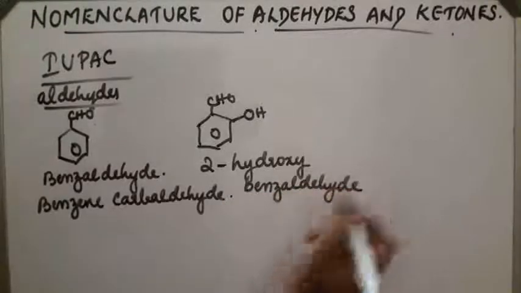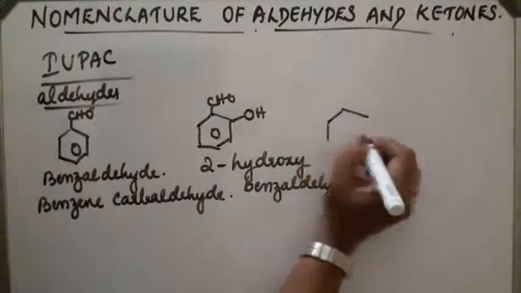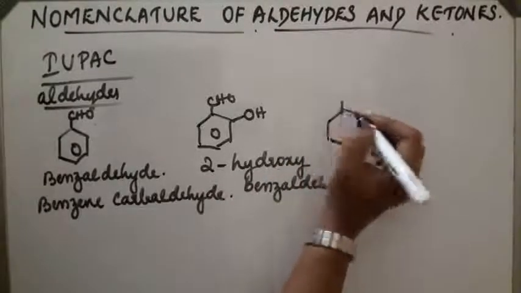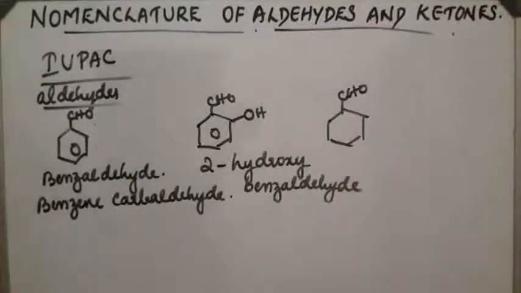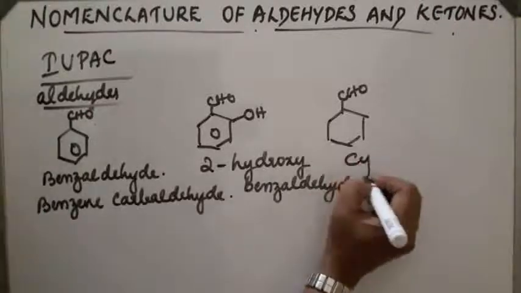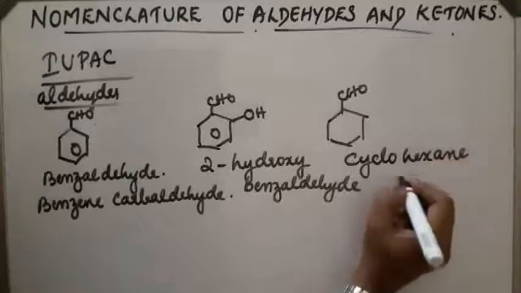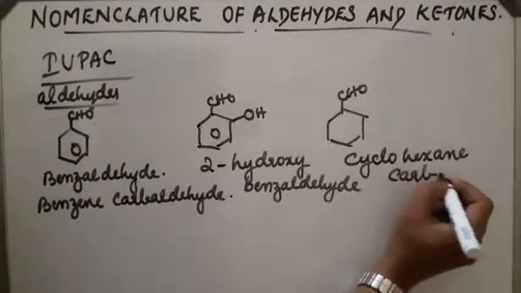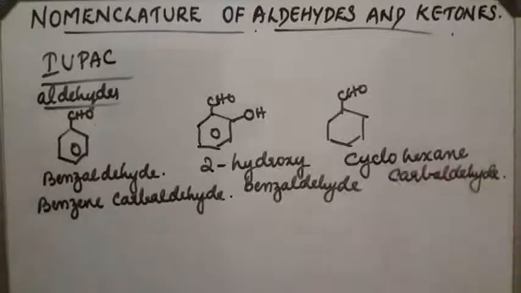Next compound, if a cycloalkane is there and a CHO group is attached, the compound will be cyclohexane, then we write carbaldehyde. This will be the name of this compound.